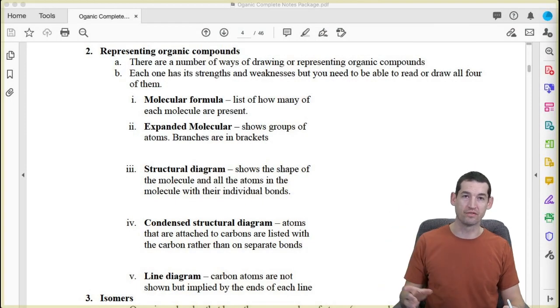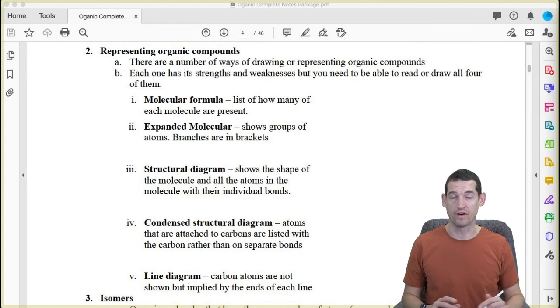All right, the next skill that we need to work on is how to represent these organic molecules. You'll need to both be able to draw these and to see them and be able to interpret them. So it's going to work both ways. But I find the easiest way is if I teach you how to draw them, you'll also be able to read them. So in your notes, we've got the 5 listed here.